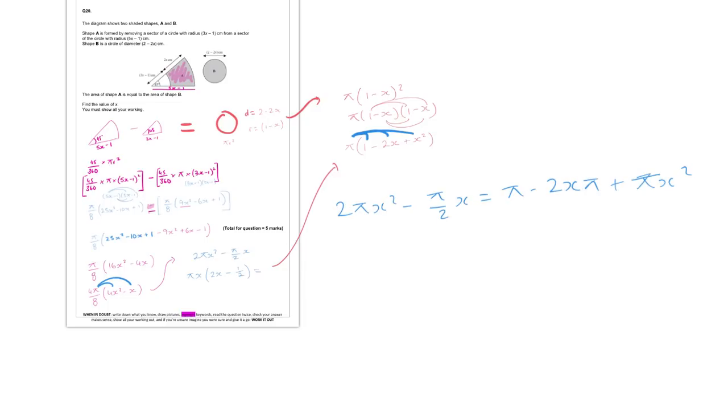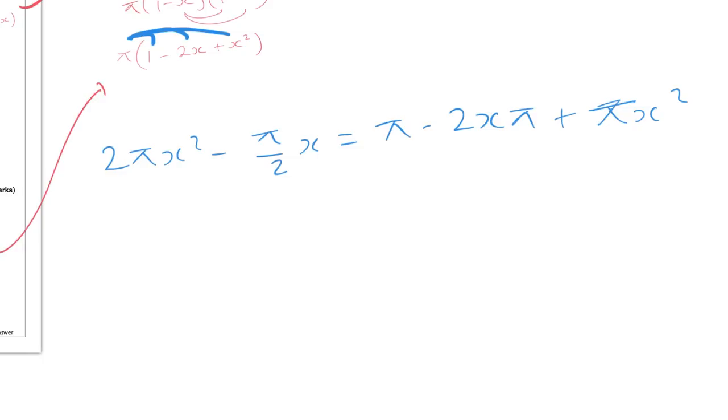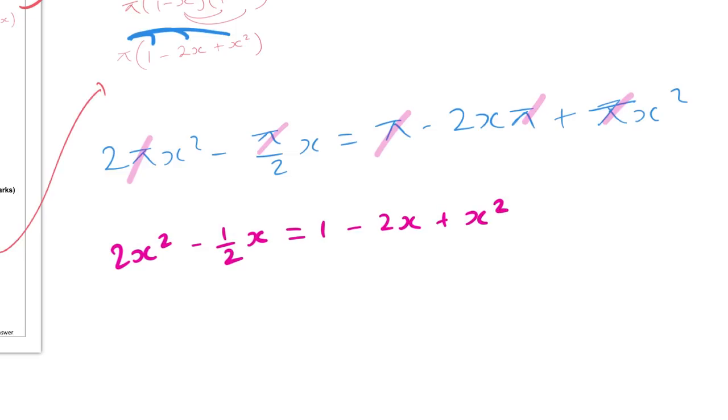Now, just like when we did those hard volume and surface area, every single term has a pi in, right? So we can divide every single term by pi. Now, I didn't really need to expand that, but I want to show you the understanding. We can't do it if only some of them have got a pi in. Every single term here has a pi in, right? So I'm going to get 2x squared minus a half x equals 1 minus 2x plus x squared.